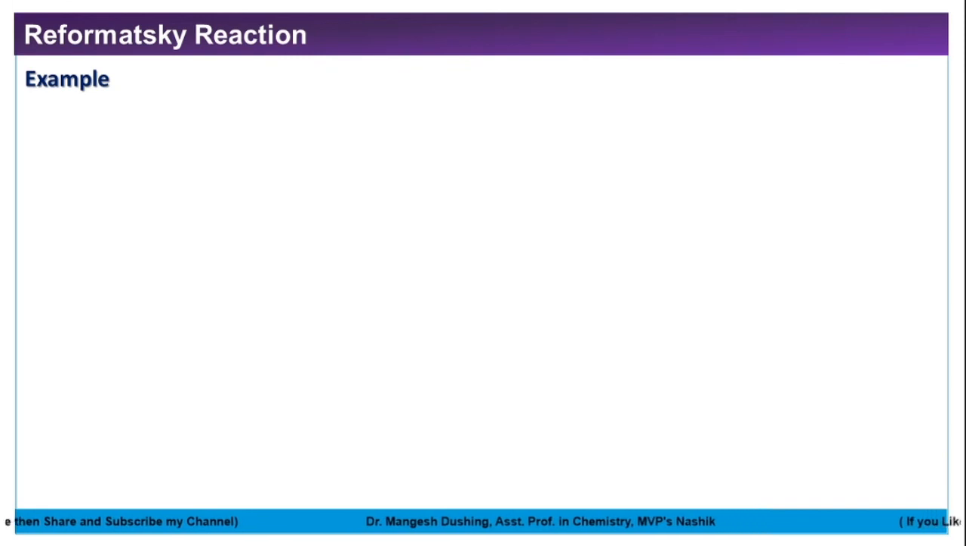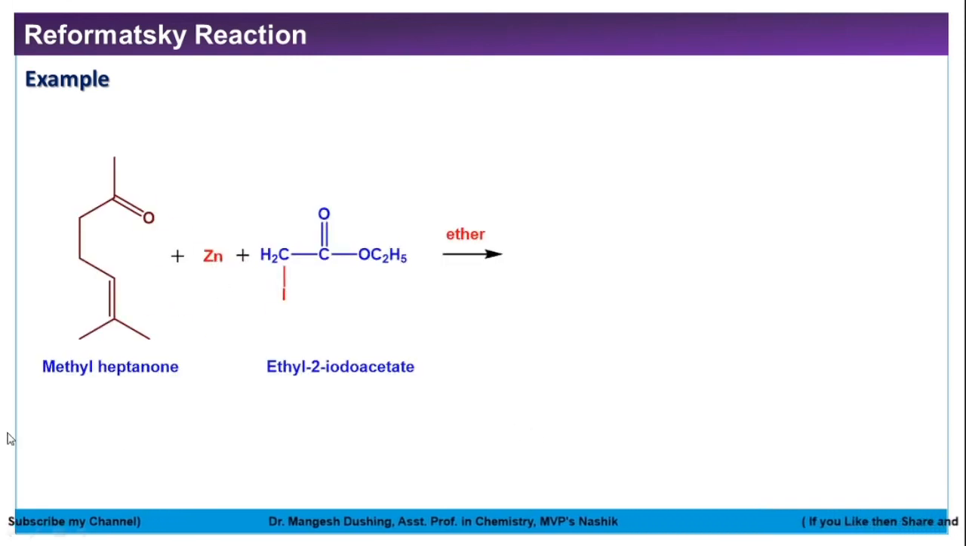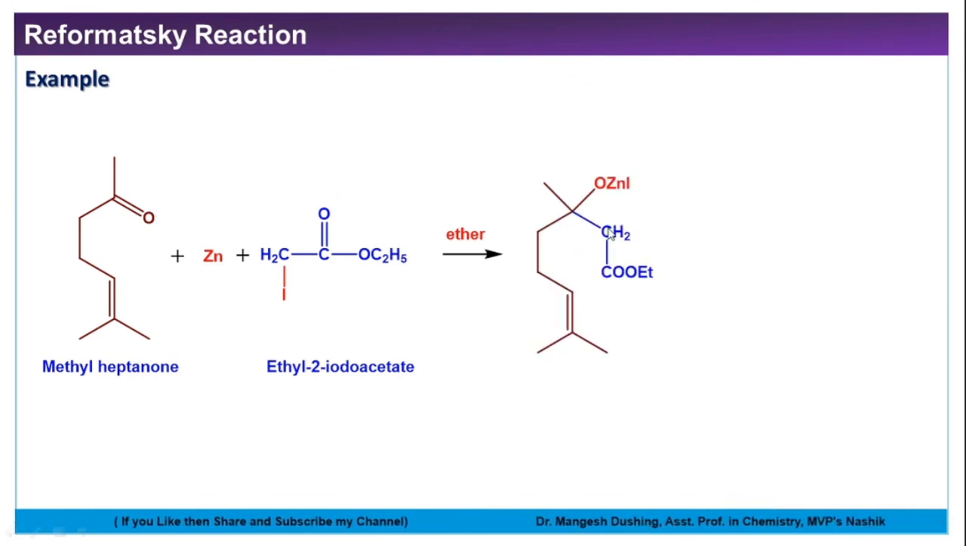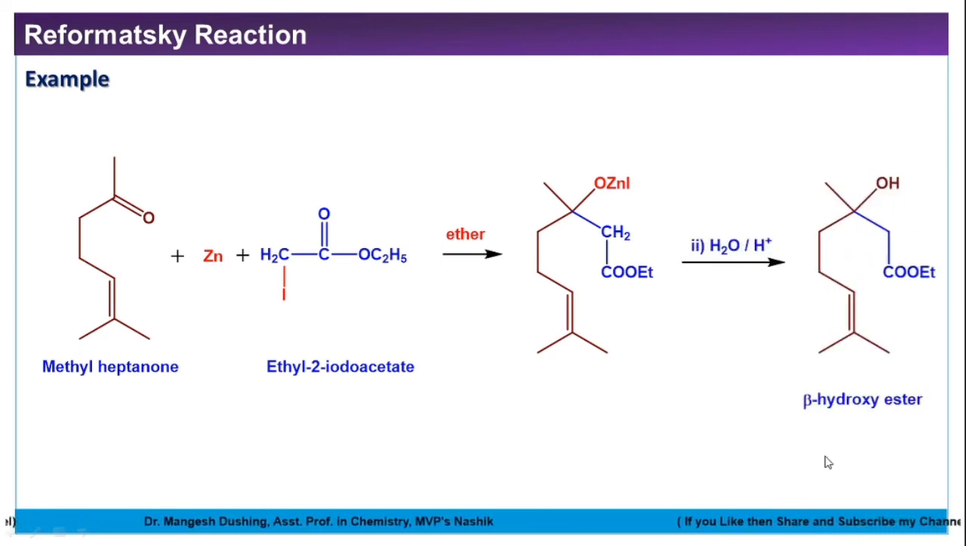This is another example of the Reformatsky reaction, that is methylheptanone in presence of zinc and alpha iodoethyl acetate. As we know in the Reformatsky reaction, the alpha carbon forms a bond with this carbonyl carbon, and this carbonyl group is converted to the hydroxyl group. So see the product: the alpha carbon forms a bond with this carbonyl carbon, and this double-bonded oxygen is converted to OZnI. On hydrolysis it will become OH. So this will be the product. This is called beta hydroxy ester. The remaining R group, whatever it may be, remains as it is.